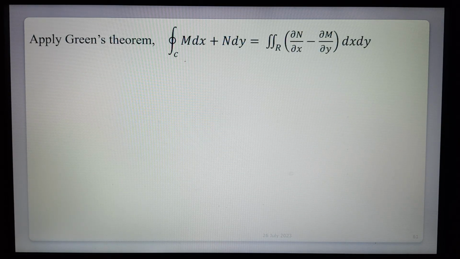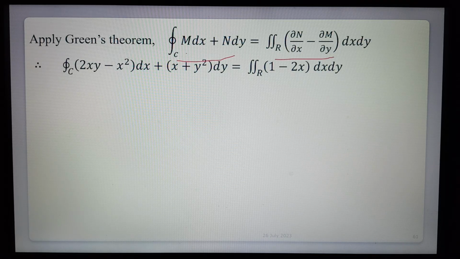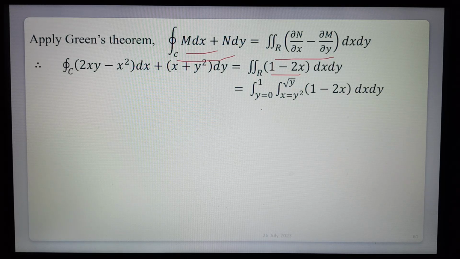So this is Green's theorem: line integration is equal to double integration. The given line integral over C of (2xy minus x square) dx plus (x plus y square) dy is equal to the double integral over R of (dou N by dou x minus dou M by dou y), which is (1 minus 2x) dx dy. That is the integral with y limits constant, y from 0 to 1, and x from y square to root y, of (1 minus 2x) dx dy.